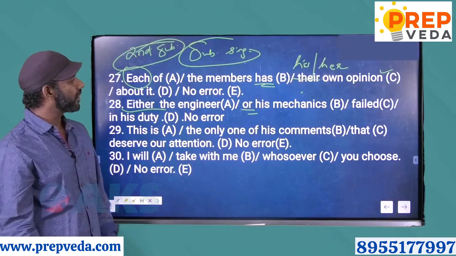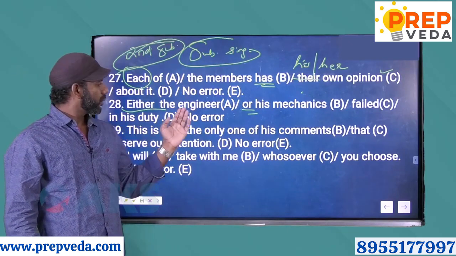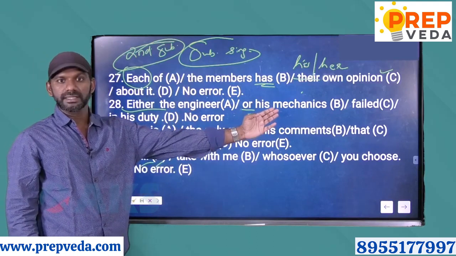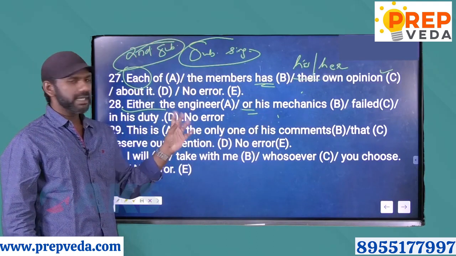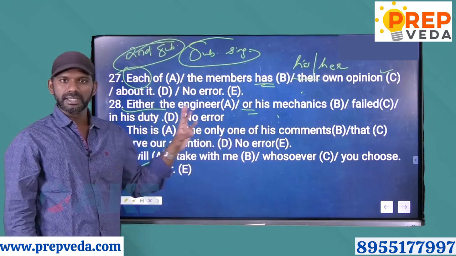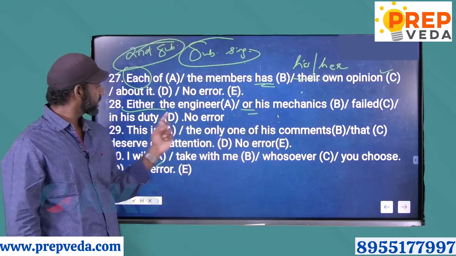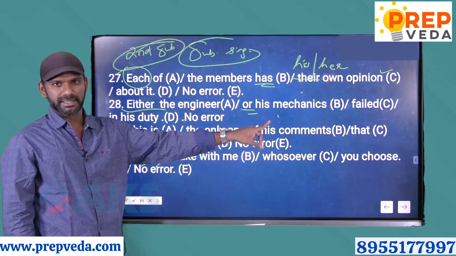Either the engineer or his mechanics. In this statement, we have two entities. One is the engineer, the other one is his mechanics. And the relationship between the two entities is shown using either or. So we need to focus only on the second subject. Now, his mechanics means the engineer's mechanics.